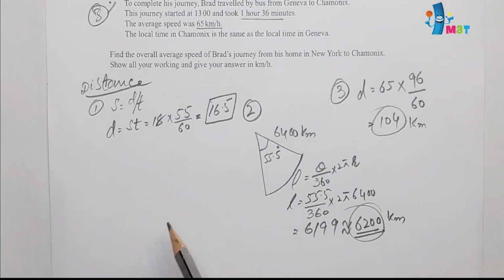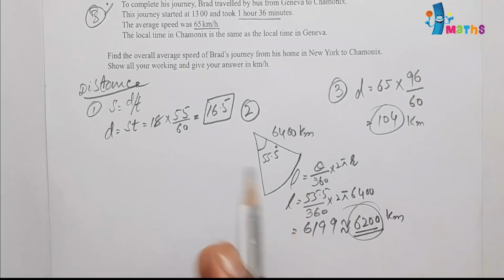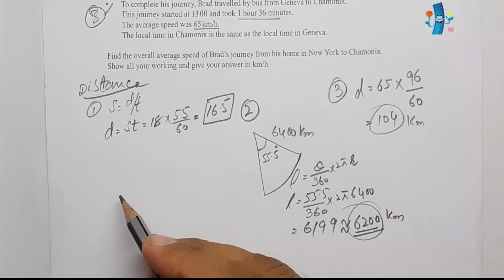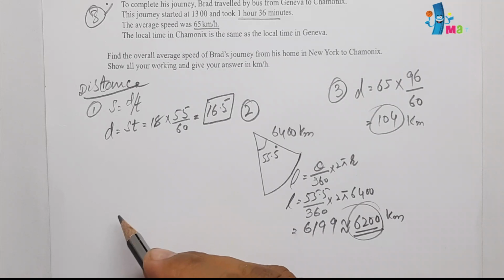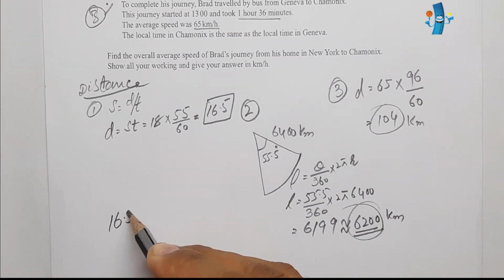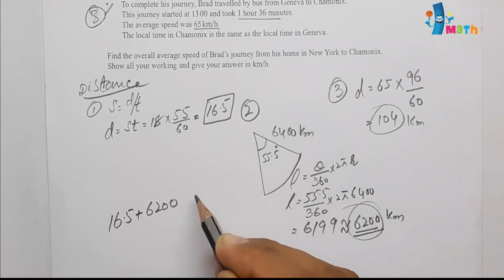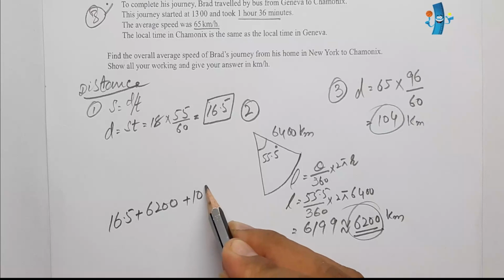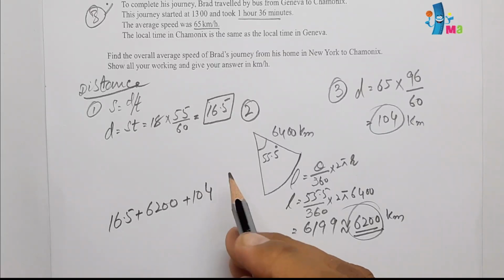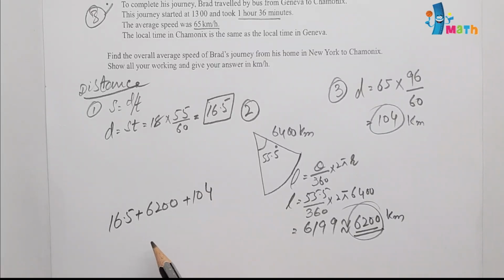Now we can sum up all these distances. The first portion is 16.5, the second portion is 6200, and the third portion is 104. So these are the 3 distances.